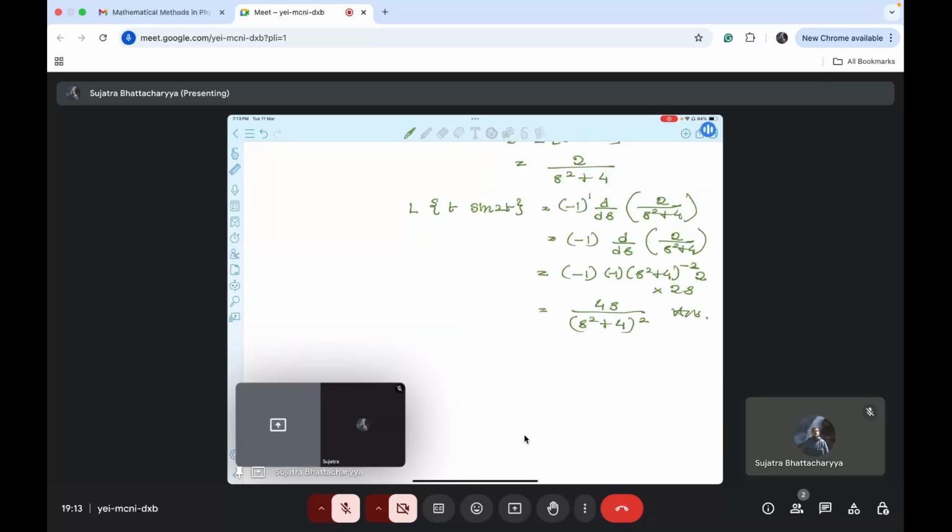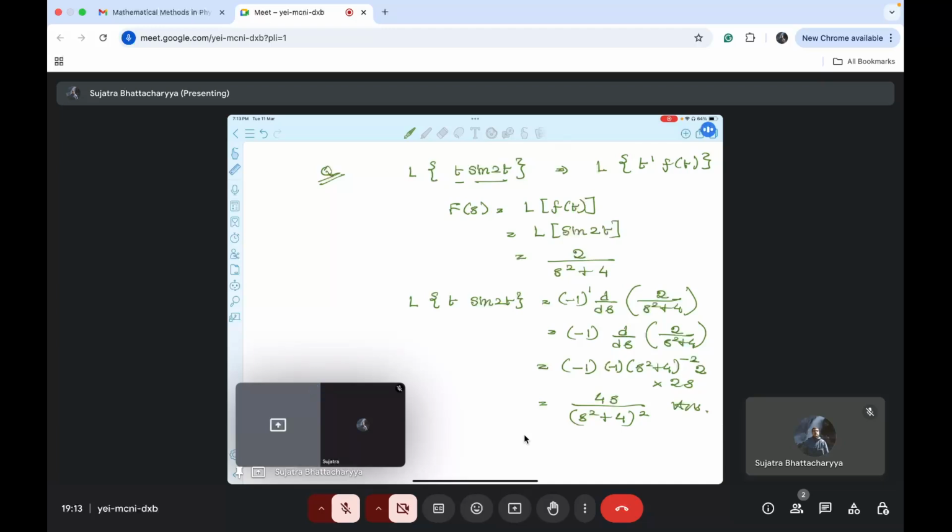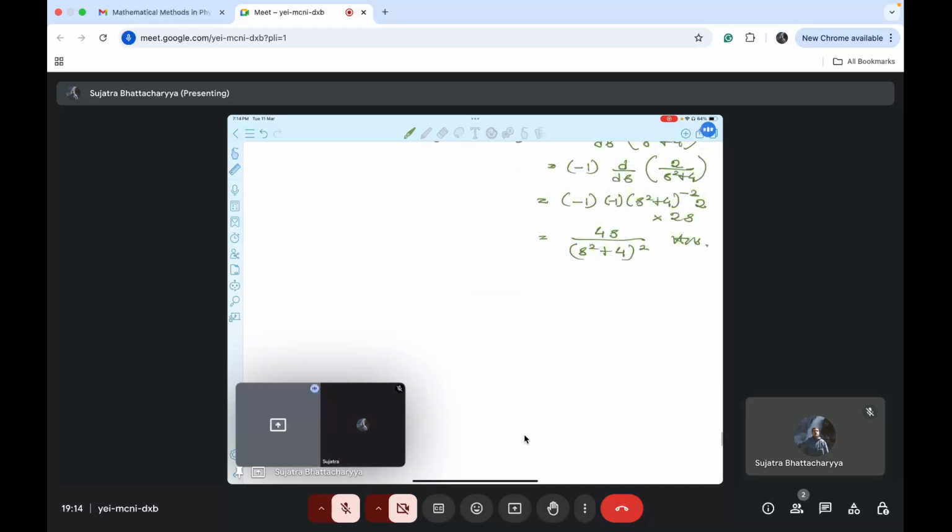See, in just two or three steps, we can easily find out the value of the Laplace transform. If you try to do it with integration, you will definitely get it, but it will be a complicated process. That is what I am trying to convey: the properties of Laplace transform you should apply. Whatever properties we are going through, you should apply to the question so that you can make it easy and fast. Okay, this is one of the questions.